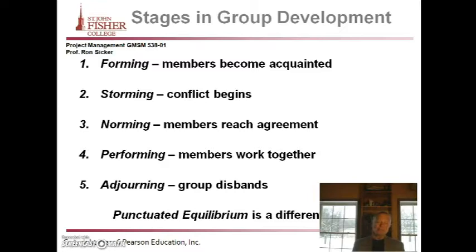So in forming, team members come together, they become acquainted. They're very, very apprehensive about one another. And then you've got storming, that's where conflict begins. And oftentimes it's dysfunctional conflict. Norming is when they reach agreement, and then they start performing. And then eventually they adjourn. And again, all this is going to come up in the next slide.